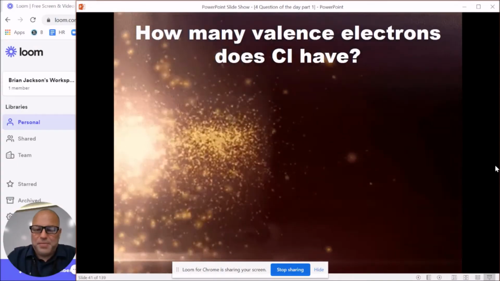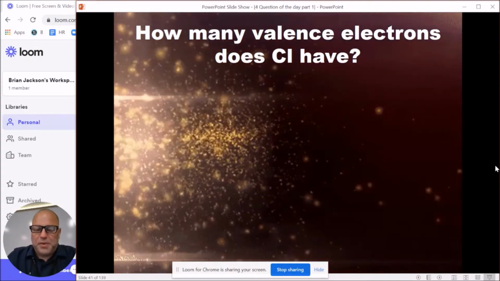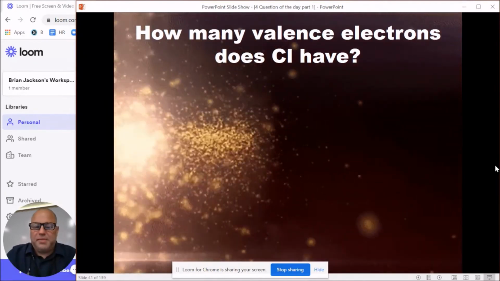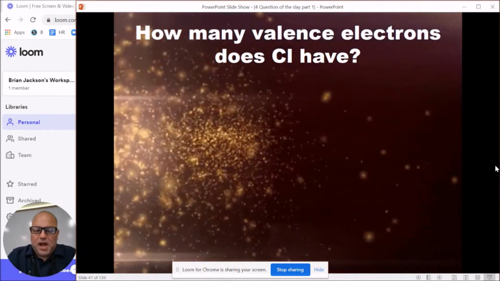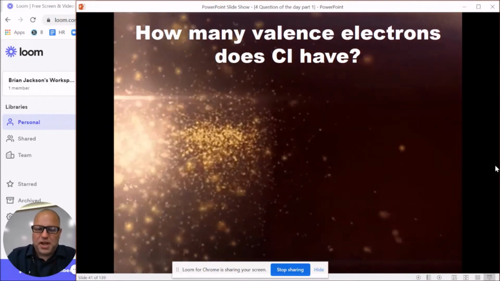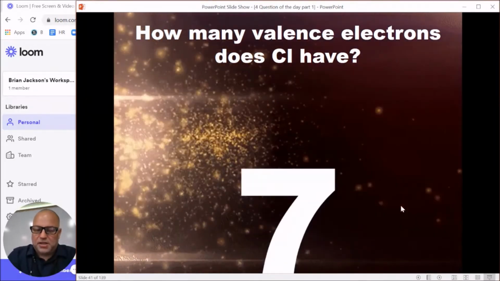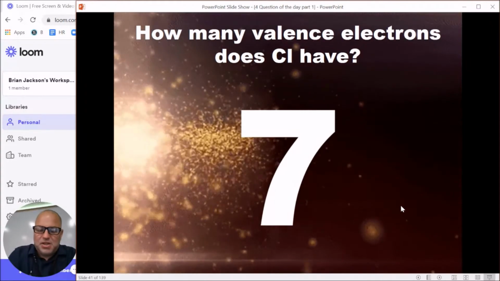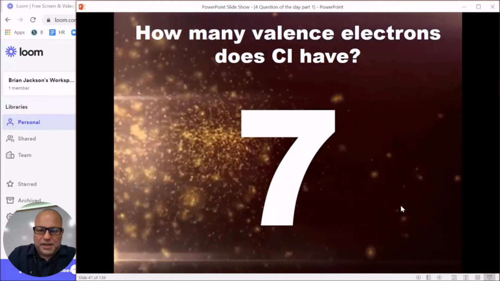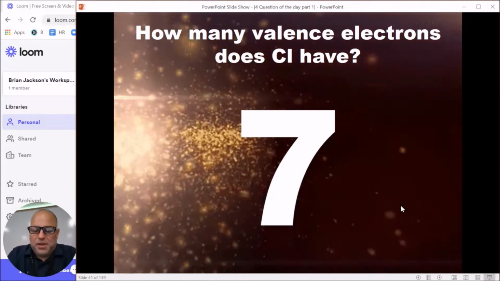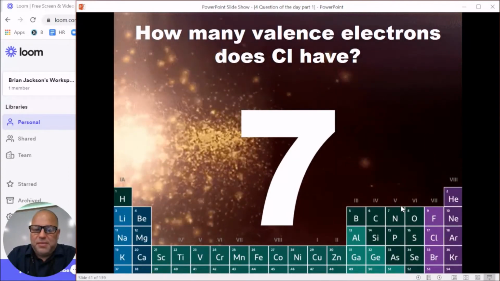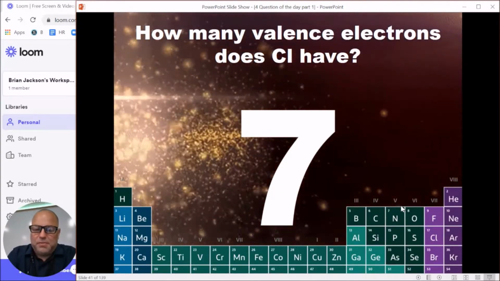Welcome to atoms bonding. Today we want to go over a whole bunch of things about atoms bonding and how they do this. The first question we have is, how many valence electrons does chlorine have? And the answer is 7. So we want to get into exactly how we do that, what's going on with those different elements, and how we're bonding them together.